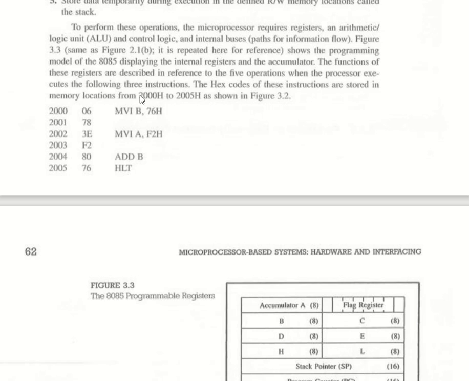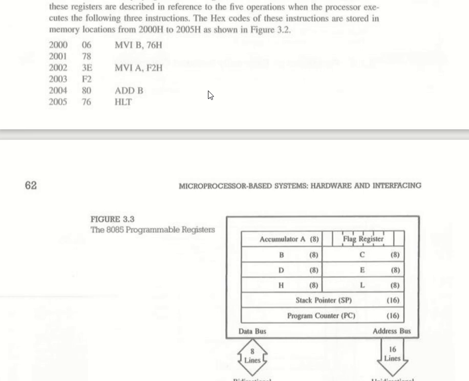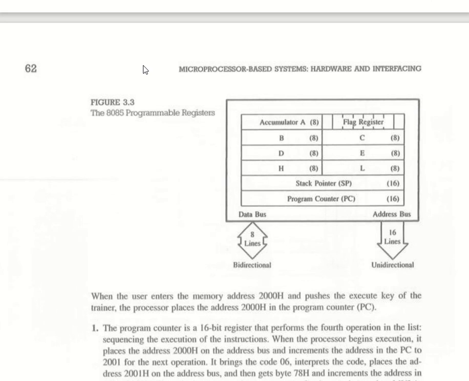The function of the registers is described in reference to the five operations when the processor executes the following three instructions. The hex codes of these instructions are stored in memory locations from 2000H to 2005H as shown in the figure. So see, the first command is MVI B, 76H. I think we will go over commands later on. Right now it will be too complex for you to understand, so rather than that I will simply be explaining the storage map or programmable register map here.